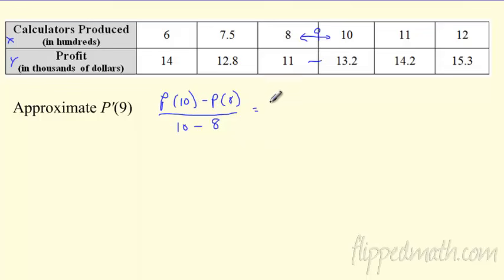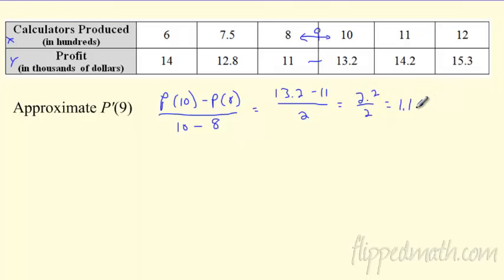So what is the p of 10? Well, it's 13.2 minus the p of 8, which is 11, and then subtract those, you get over 2. Let's just finish this bad boy out. What does that give me here? That looks like that'll give me 2.2 over 2, which gives me 1.1. Okay, so what does this mean? So I've got 1.1 change in y, which would be the profit.